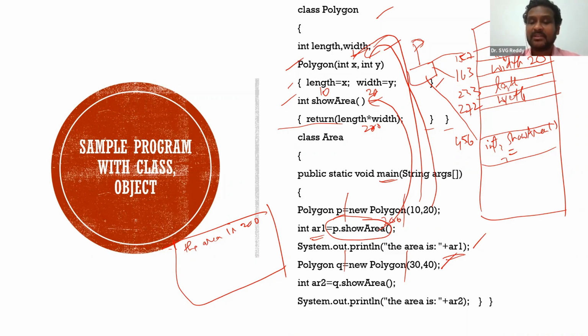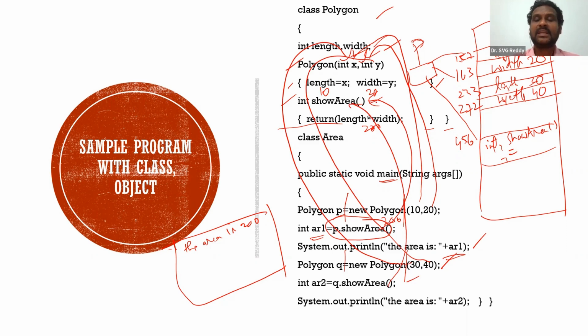Now let's see what will happen. So 30, 40. 30 is copied to X, and 40 is written to Y. So length is 30 and width is 40 in the RAM. And now show area. From here it will go to show area, return length into width. So 30 into 40, 1200. This one will have a return value of 1200. So it will return back 1200.